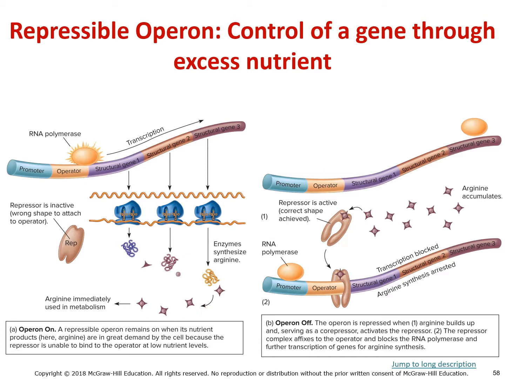So what happens to my supply of arginine? Well, it goes down. And as a result, again, my supply of arginine goes down, meaning I need to pull this arginine off to use it, causing the repressor to return to its default state, which is off the genetic material.